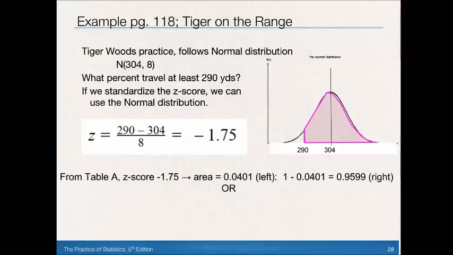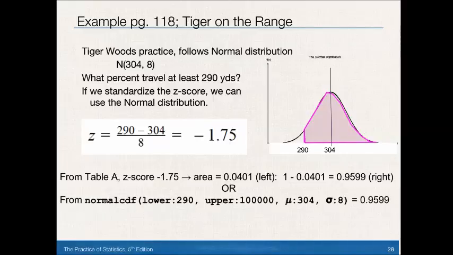Or we use technology, and we choose in the normal CDF, the lower of 290 and the upper of 1,000,000, mu of 304 and standard deviation of 8, and that comes out to 0.9599. And then you answer the question. 96% of Tiger Woods drives go at least 290 yards. Pretty straightforward, huh?